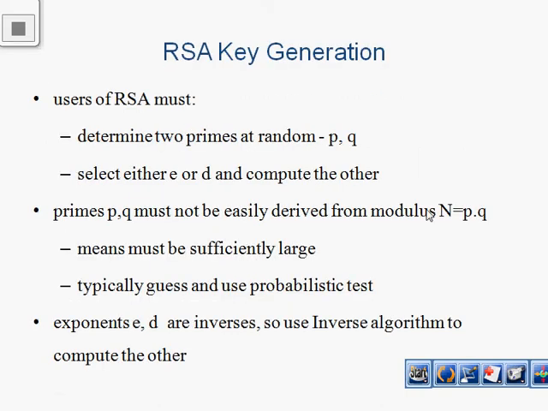See how keys are generated by RSA. The user determines two prime numbers at random, P and Q. Then select either E or D and compute the other. For example, E is used as the encryption key and D as the decryption key. Next, calculate the modulus from primes P and Q. Multiplying these two numbers, we get the modulus value n, which must be sufficiently large. Typically you guess and use a probabilistic test. Then the exponents E and D are calculated.